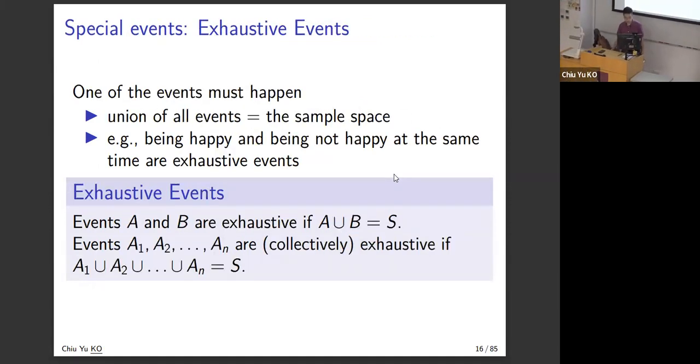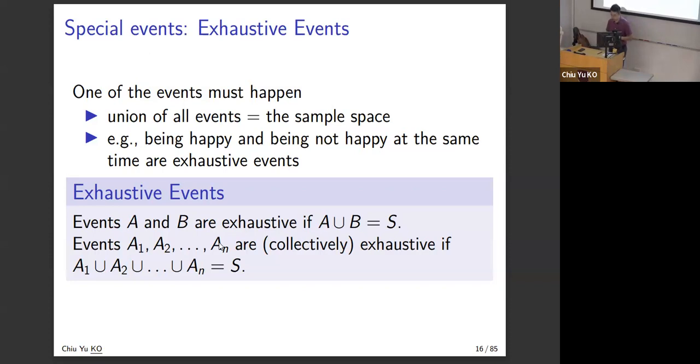So mutually exclusive rules out the case that both happen. And exhaustive rules out that neither happens, because it just rules out one thing, right? It is impossible that none of A or B will happen. Either A happens, B happens, or both. That means exhaustive. And usually you don't just talk about 2 events, but a list of events or group of events. We talk about whether they are exhaustive.